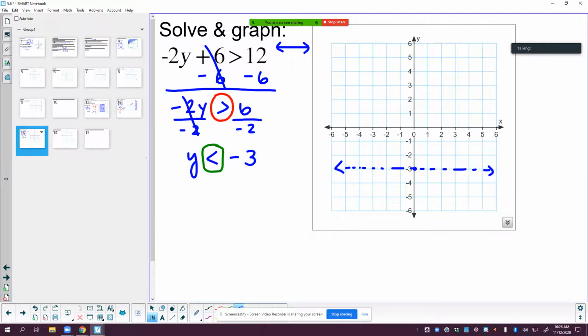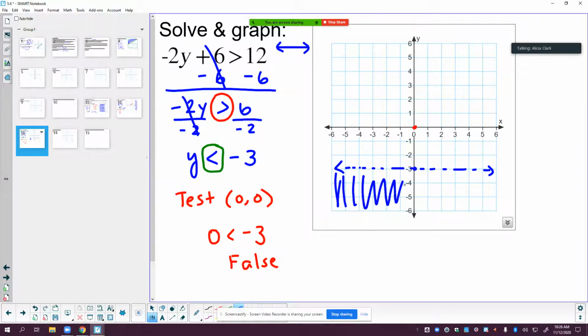Now, this one is a little bit different because we don't necessarily have a left or a right side. It's a top and a bottom. So if you test 0, 0, like we did before, 0 is going to be less than negative 3? 0 is not less than negative 3. 0 is bigger, so this is a false statement. 0, 0 is up here. So we want to shade where it's true, which is going to be all of this down here.